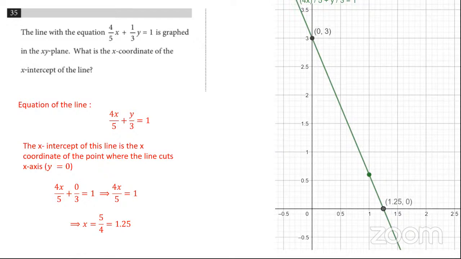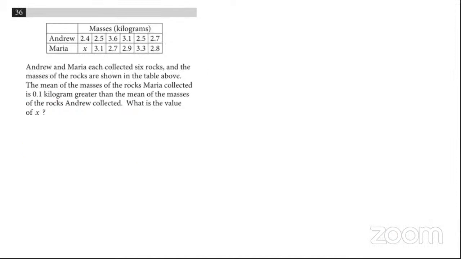Viraj, if you're still with me, say an S. So the answer is 1.25. So now let's move on to the next question.